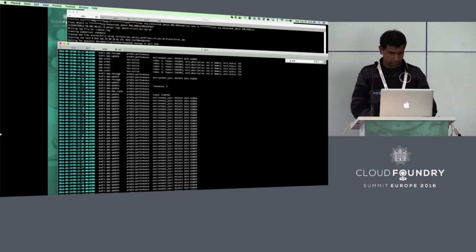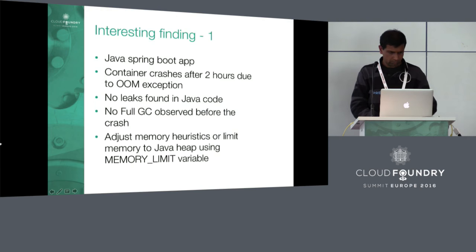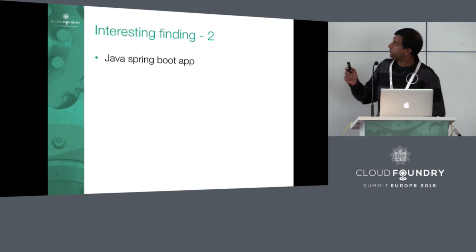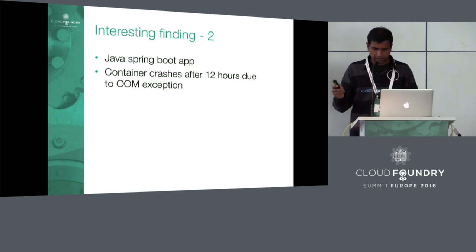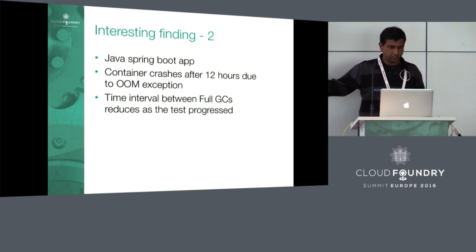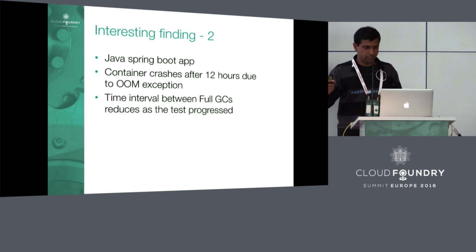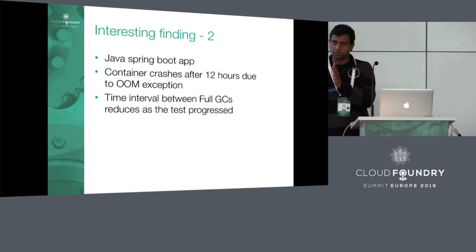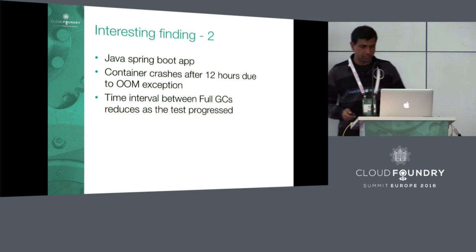Okay, one more interesting finding quickly. Again, it's a Java Spring Boot app, and the container would crash after 12 hours. We were running an endurance test, and after 12 hours we'd see the container crash. We did have full GCs, but what we found was that the time interval between full GCs would get smaller and smaller, and eventually it would be continuously doing a full GC. It would never have time to do scavenge GCs at all.